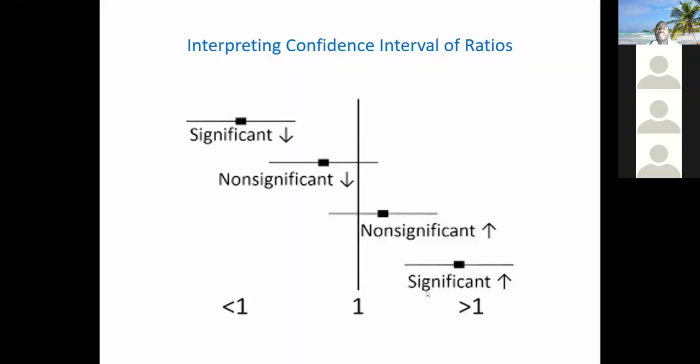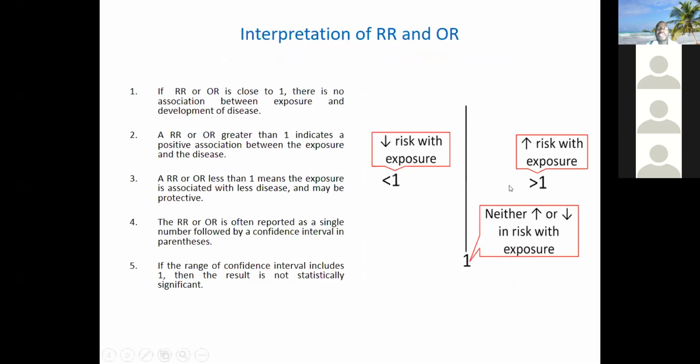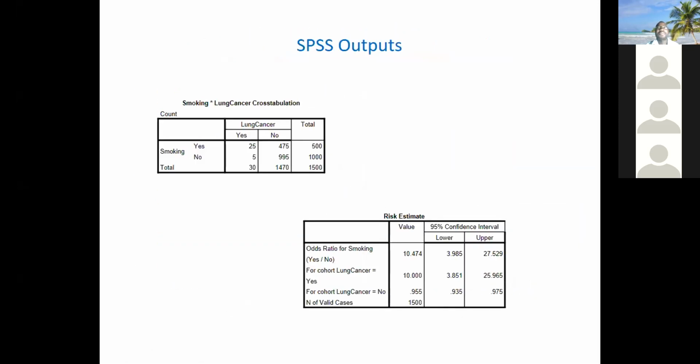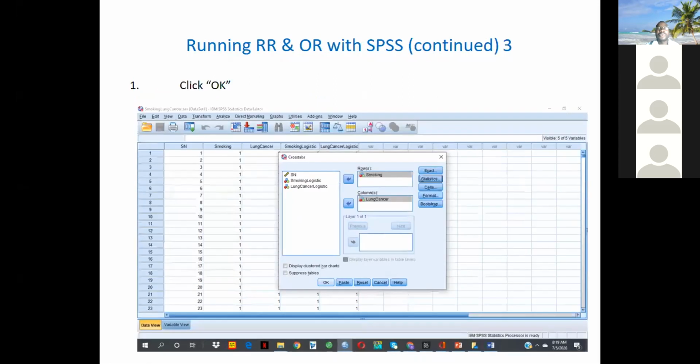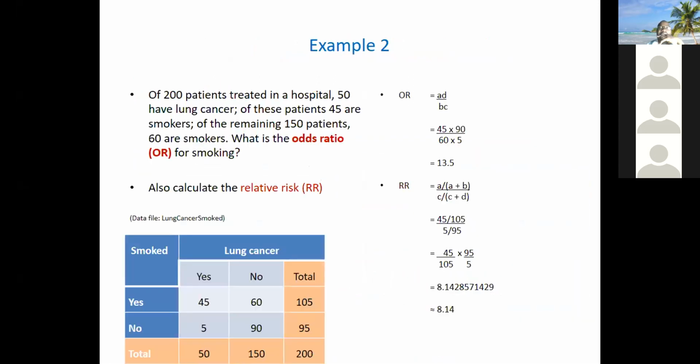Okay. It's very clear. Let's quickly go and finish up. Now, let's go to the relative risk aspect, odds ratio aspect. Okay, look at this example for relative risk and odds ratio. Of 200 patients treated in a hospital, 50 have lung cancer. Of these patients, 45 are smokers. Of the remaining 150 patients, 60 are smokers. What is the odds ratio for smoking? To calculate the relative risk.